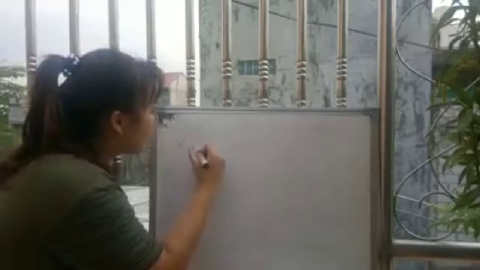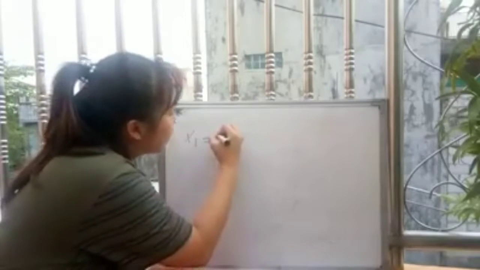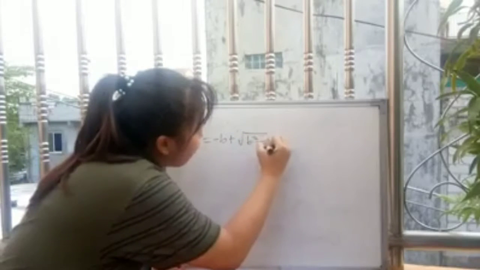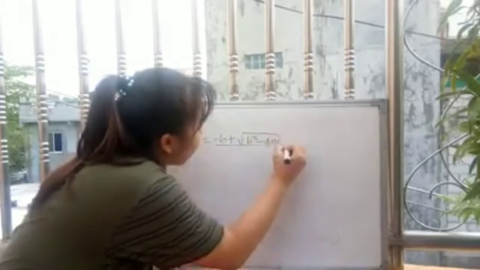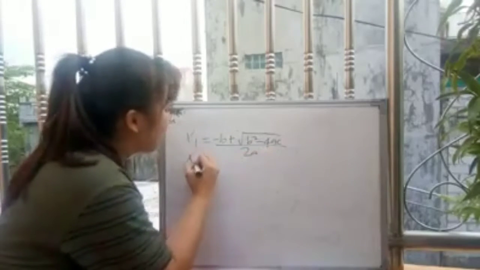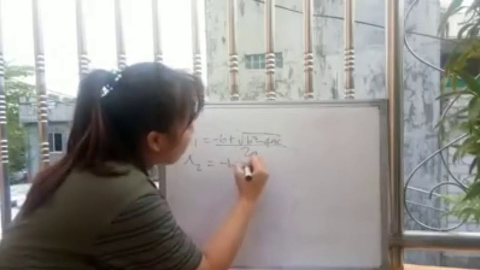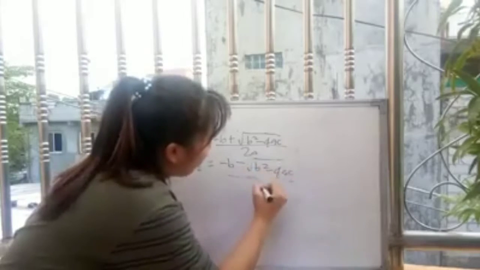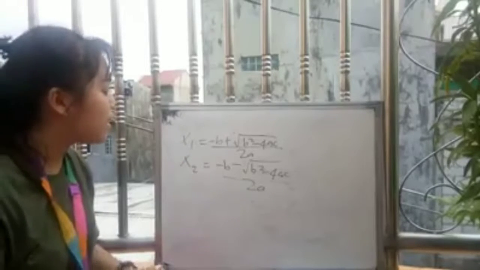Now, let's proceed to the sum and product of the roots of a quadratic equation. There are other relationships that can be observed between the coefficients and the roots of a quadratic equation. x1 equals negative b plus square root of b squared minus 4ac over 2a. The other root is negative b minus square root of b squared minus 4ac over 2a. The sum of the roots x1 plus x2.